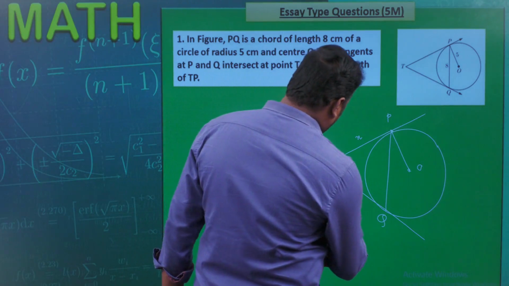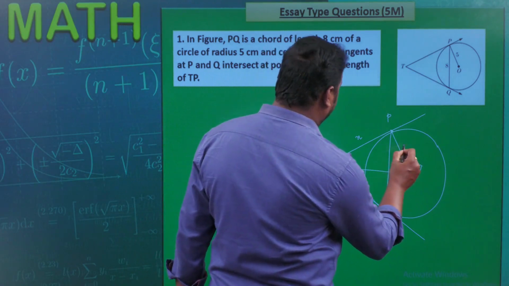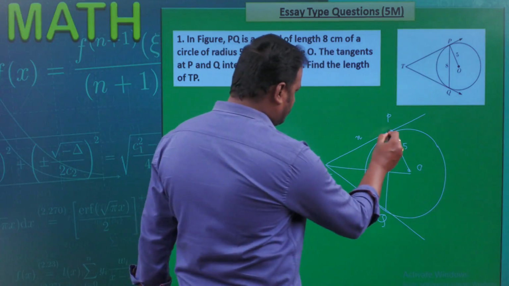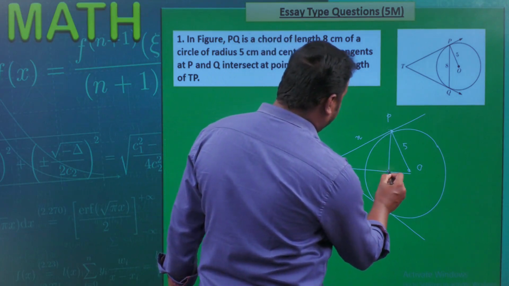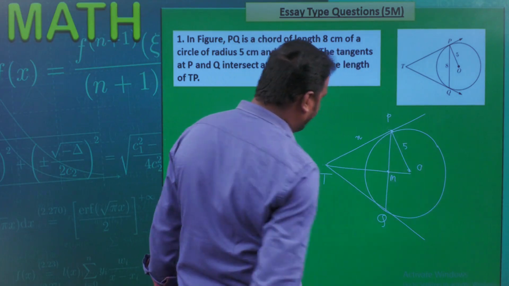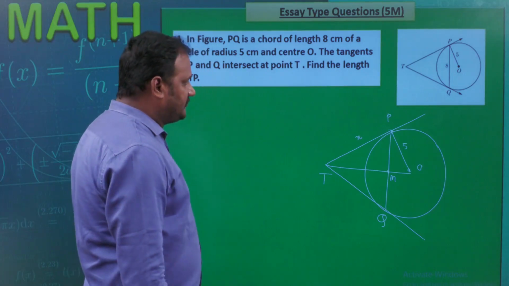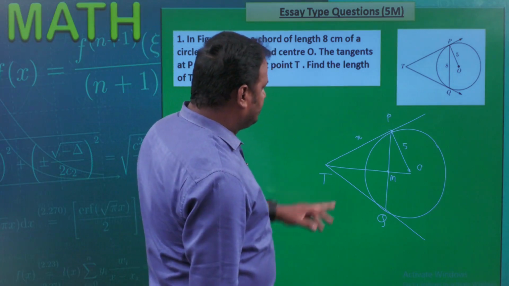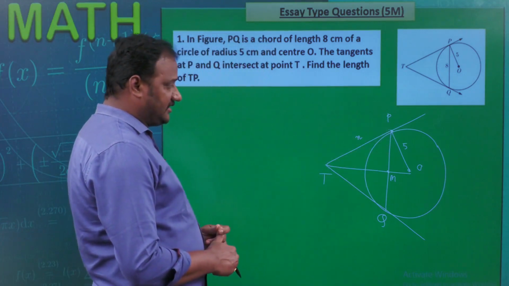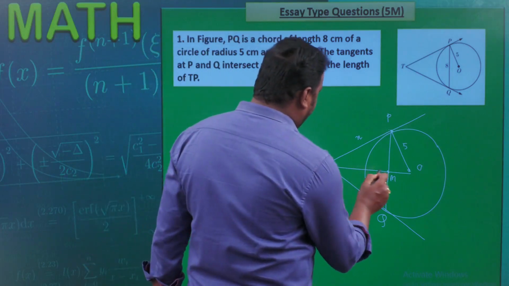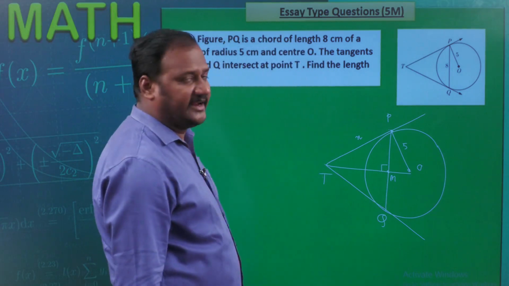And if I join this, radius is given as 5 centimeters. So this is 5. This total one is equal to 8 centimeters. Let this point of intersection be some M. Now I would like to have a few things here. Those few things are that TPQ is a triangle and where angle TMP is 90 degrees.